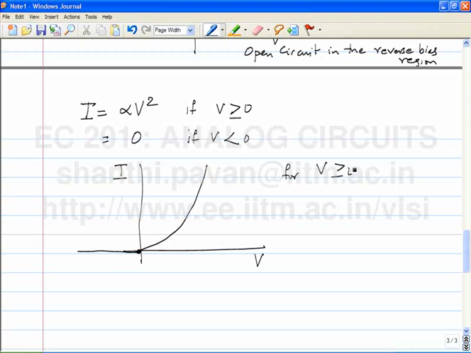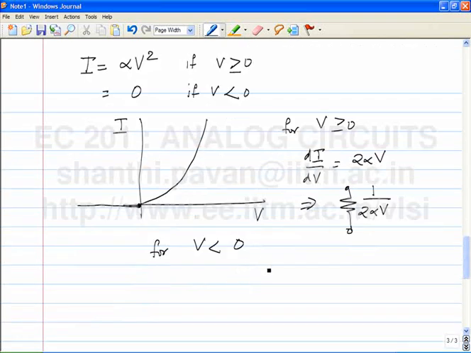For v greater than or equal to 0, di by dv is nothing but 2 alpha v. So this is the conductance. As far as the resistance is concerned, it's equivalent to a resistor of 1 over 2 alpha v. So for v less than 0, what is the incremental equivalent? Di by dv is 0, which means it is an open circuit. Clearly in this case as well as in the case of the diode, the incremental equivalent of the nonlinear element depends on the operating point.